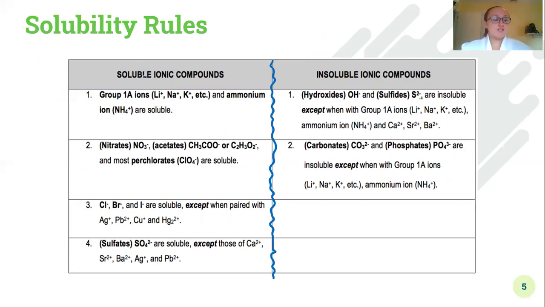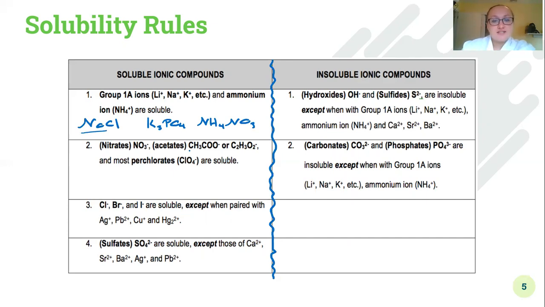Here we have our list of soluble ionic compounds. Group 1A ions, lithium, sodium, potassium, and ammonium ions are always soluble, no matter what chemical compound they're in. So sodium chloride is soluble because it has sodium in it. Potassium phosphate is soluble because it has potassium in it. Ammonium nitrate is soluble because it has ammonium in it. All of these are soluble always.